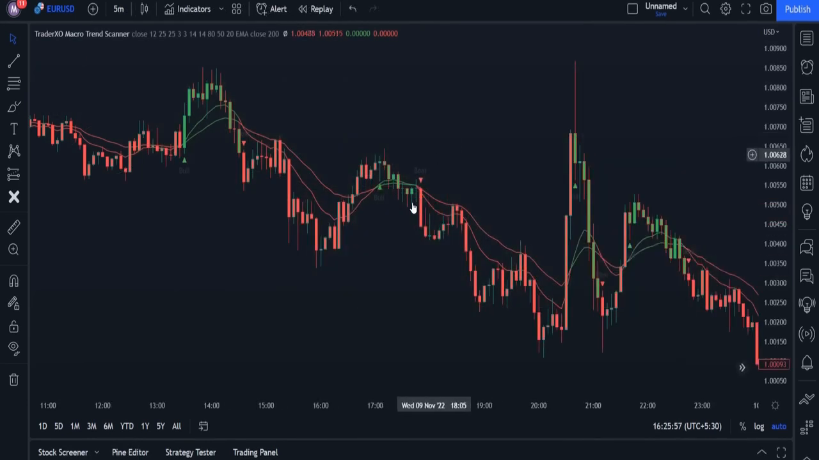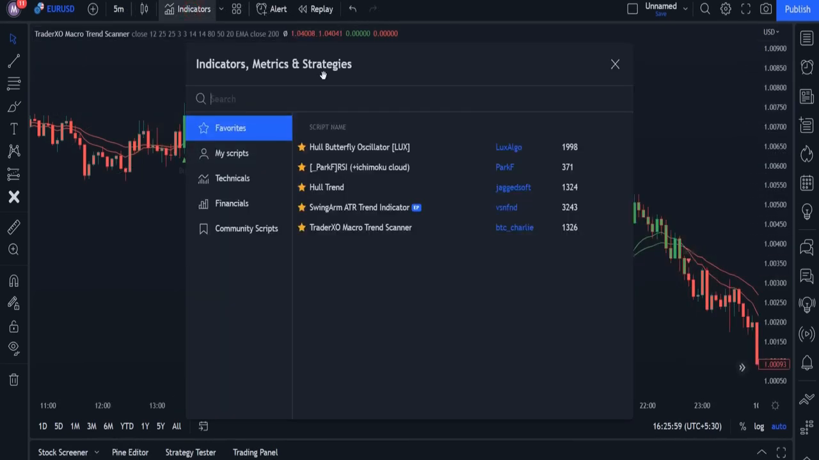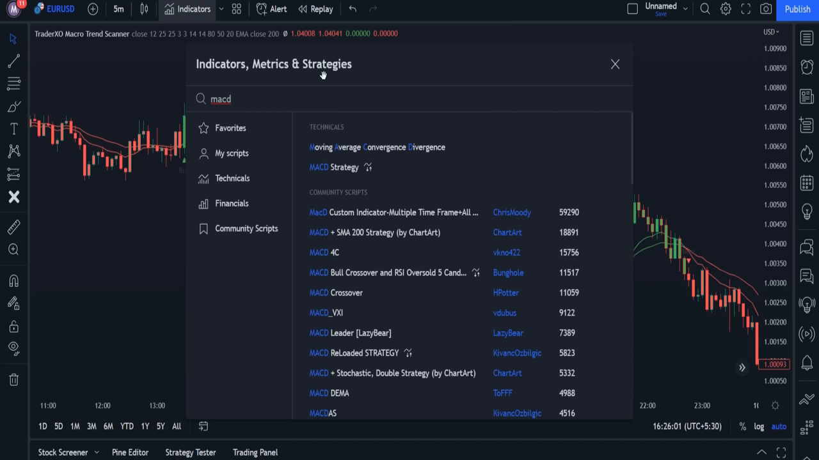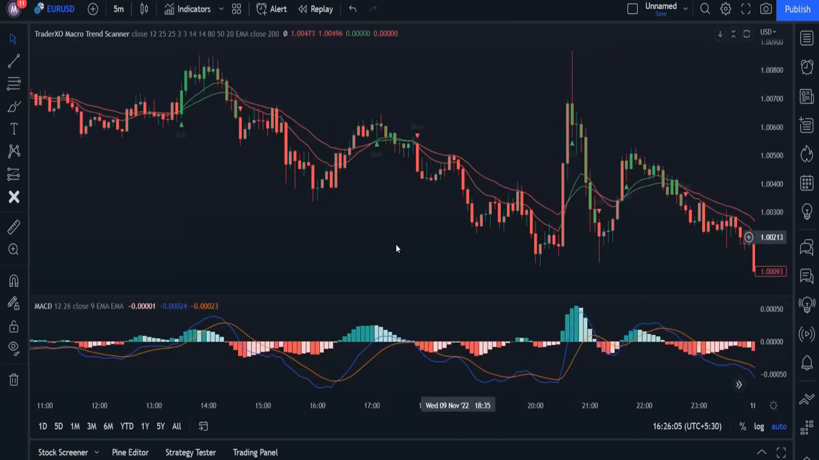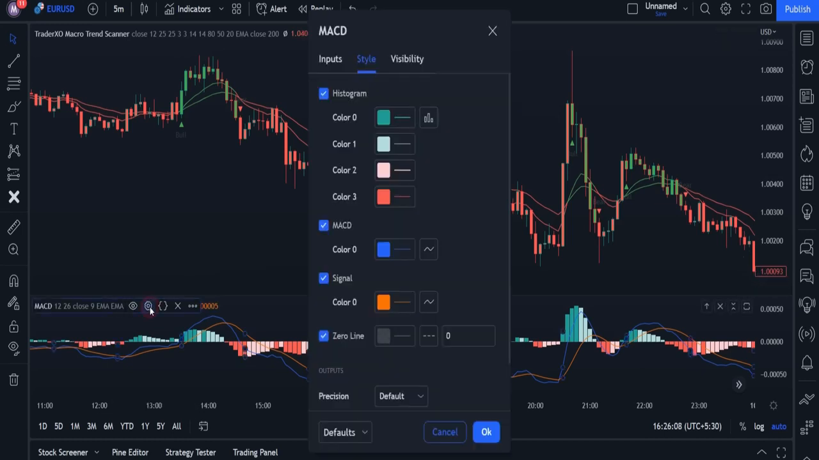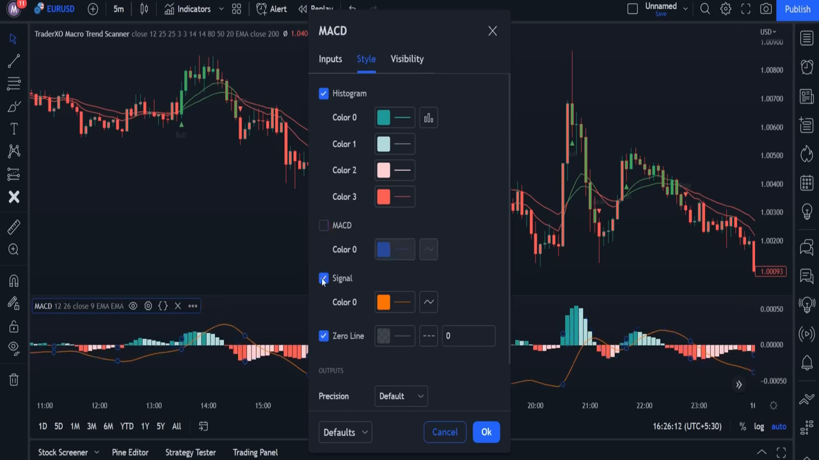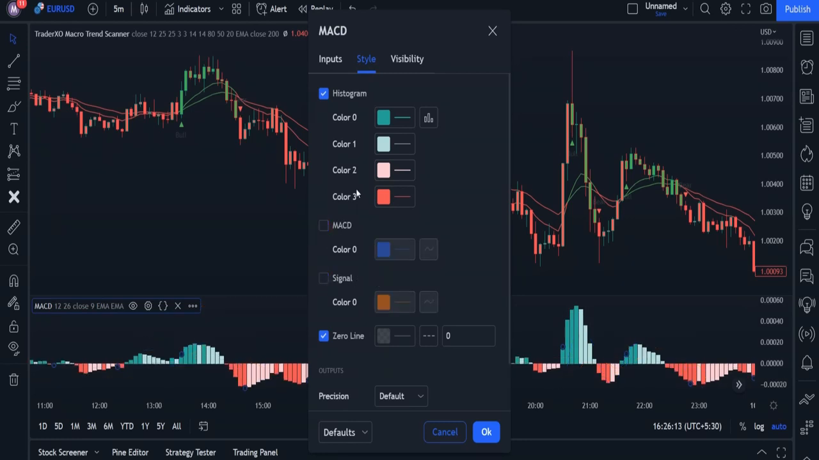We need to add another indicator to the chart. Open the indicator option and type MACD and apply the Moving Average Convergence Divergence indicator to your chart. Now, this is how the indicator looks, and it contains some histograms, a signal line, and a MACD line. So now we will change some settings of the indicator. First, in the style tab, we disable the MACD and the signal options, because we do not need both of these in this strategy.